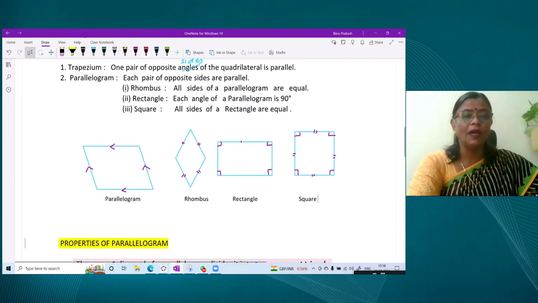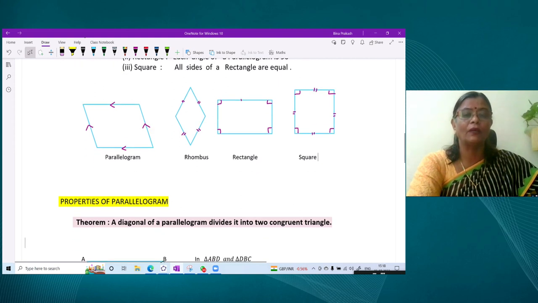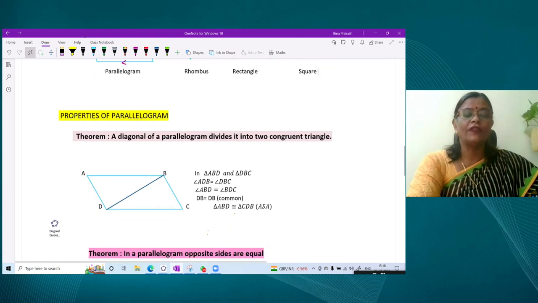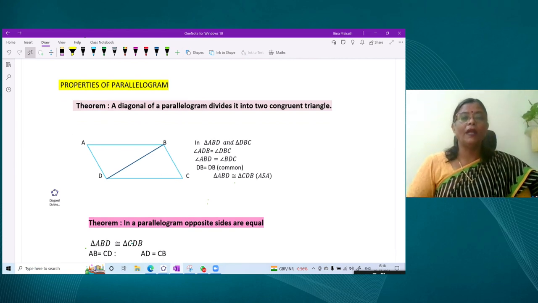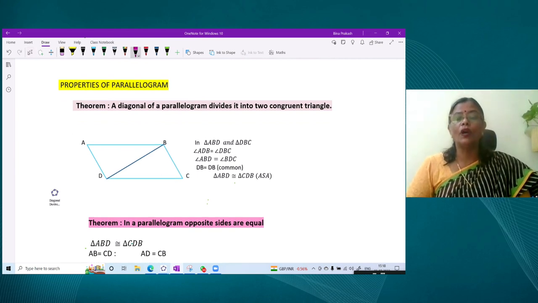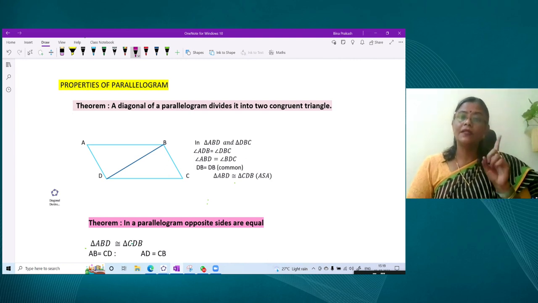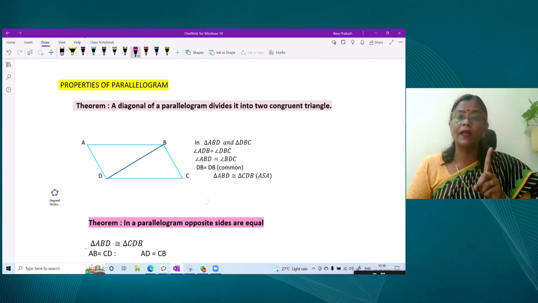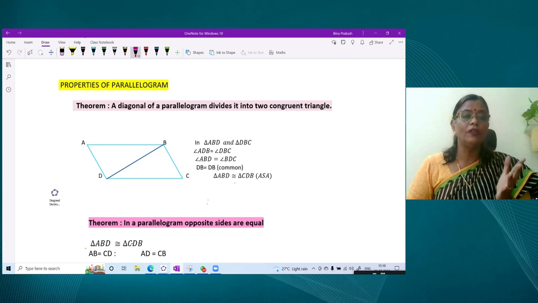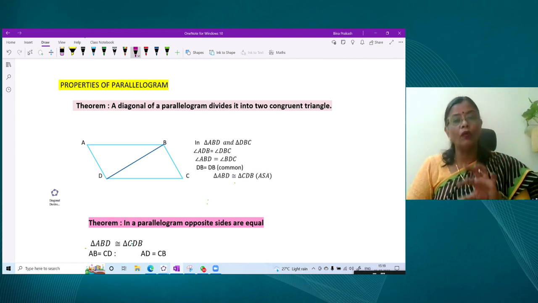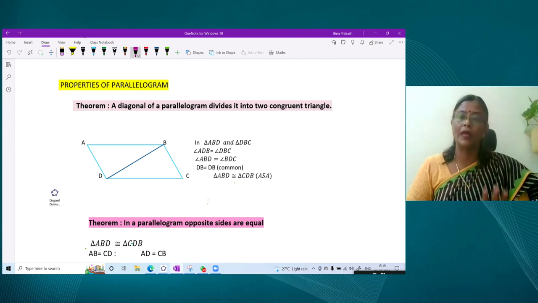Fine. Now let us take up the properties of a parallelogram. What is the first one? The diagonal of a parallelogram divides it into two congruent triangles. If you have a diagonal, then this diagonal divides this parallelogram ABCD into two congruent triangles. In the last chapter we saw, what does congruent stand for? How do we define congruent? What do we mean by congruent? Congruent is when you overlap this triangle ADB on BCD, it should coincide. That is, one should lie exactly on the other.